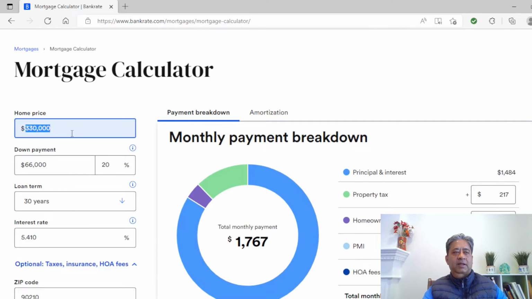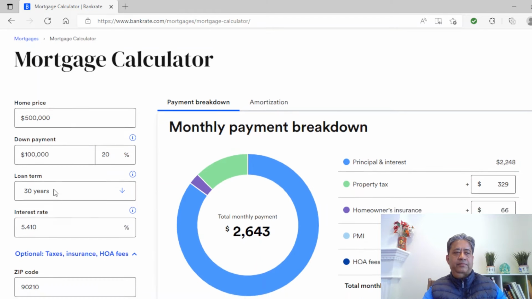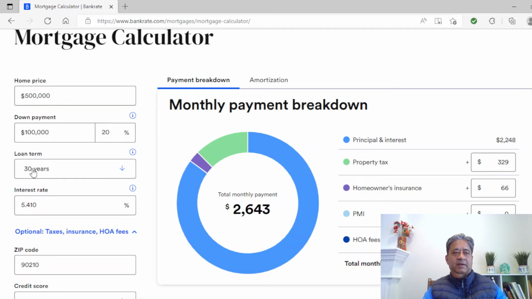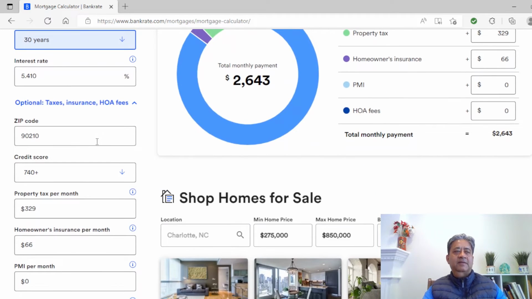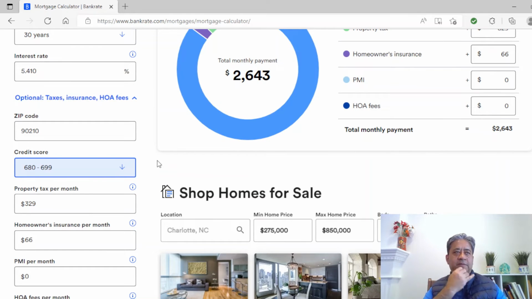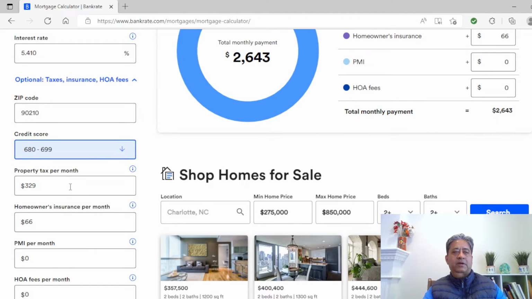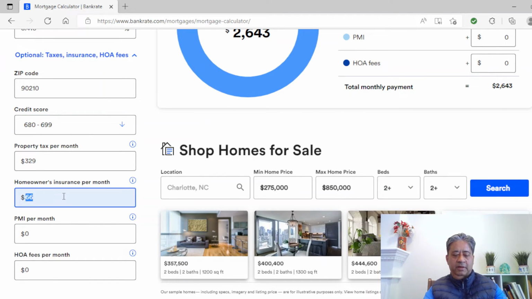So let's take a typical mortgage. Say we are applying for a $500,000 house and making a down payment of $100,000, 20%, and taking this mortgage as a 30-year loan. Current typical interest rates for a 30-year loan are around 5.41%. And this is the zip code and your credit score. It could be anything, depending on your credit score. That might affect how much interest rate or any points you might have to pay against this mortgage. Say typical property tax is $329 per month. Homeowner insurance, say for example, you'll pay $100 a month.